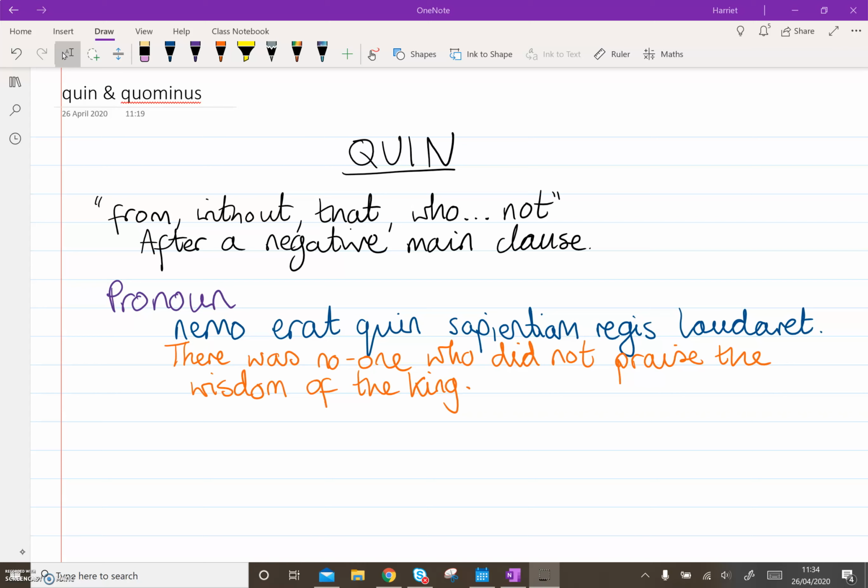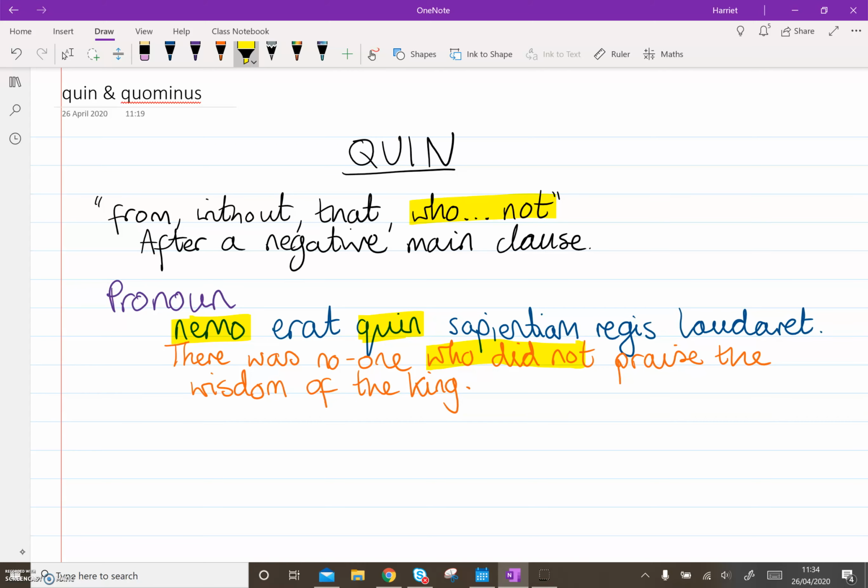But there are two different ways in which it can be used. The first way it can be used is as a pronoun, as you can see here. This is the less common use of quin, but it still happens. So you can see it turns up here after this negative nemo. So nemo erat, pretty straightforward, there was no one. And then because it's being used as a pronoun, we translate it as who did not praise the wisdom of the king. Now you can see there we've got who did not as our translation of quin. So that's this option up here.